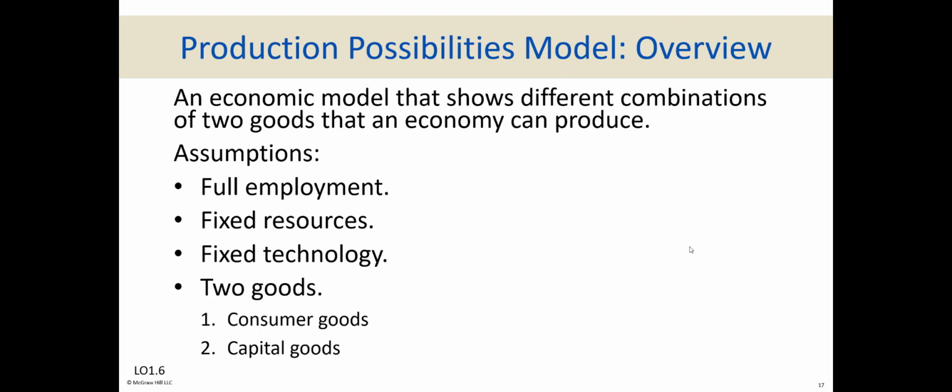Next, we talk about the production possibilities model. This is the society's economizing model. This is the economic model that shows different combinations of two goods that an economy can produce. Again, an economy can produce many goods, but to simplify and understand real life, we are going to use two goods. We have some assumptions. First of all, we fully employ all our resources. Our resources do not grow, they are fixed. Technology doesn't advance, it's fixed. And the two goods are one consumer good and one capital good.